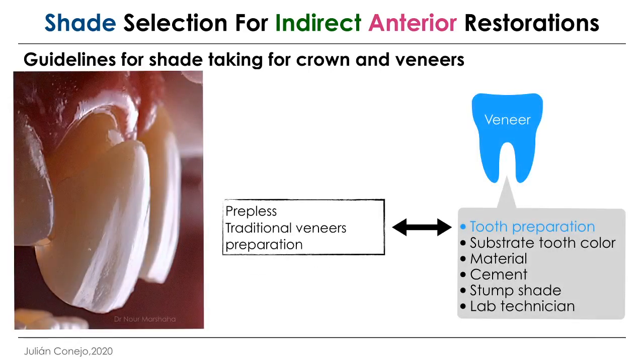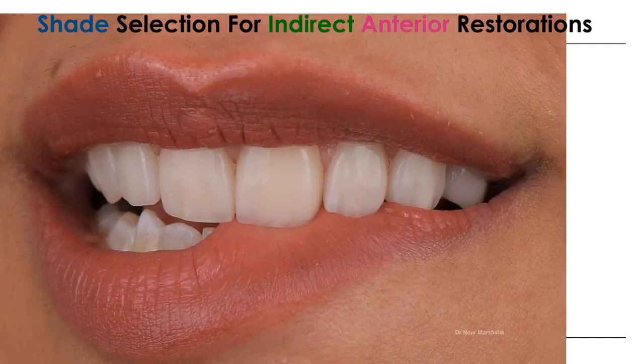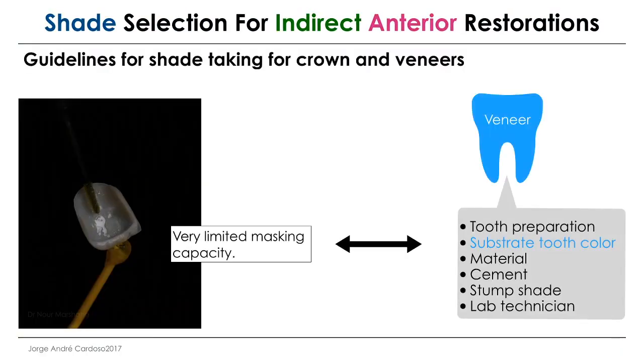For the veneer preparation, we have to know if we will choose a prepless veneer or a traditional veneer preparation. Okay, when we increase the thickness, that means we decrease the translucency. We have to make sure how many millimeters of preparation we need, what kind of material and thickness we have to choose, and send it to order the lab job. Now, we're going to talk about the substrate of the veneer. It has very limited masking capacity because it's a limited thickness.